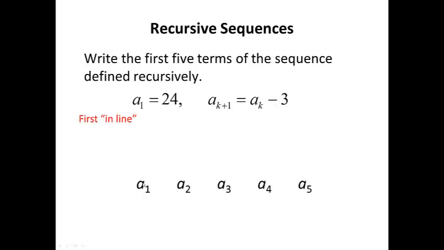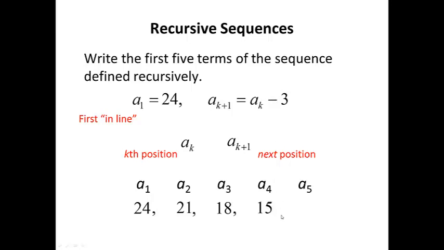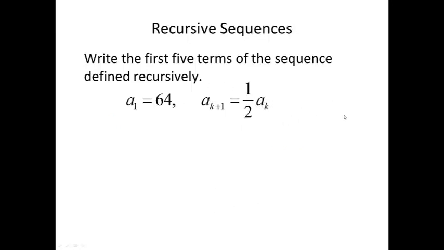So the first one is this one, and this is the next one. So 24 is the first one, and then the second one will be 21, and the next one should be 18, because each one I'm subtracting by 3. Okay, and 15 and 12. Or if you look at this, you're going to say, how do I get the next one? Subtract 3. That's all this is. This tells you how to get the next one. Subtract by 3. Okay, let's try one more.